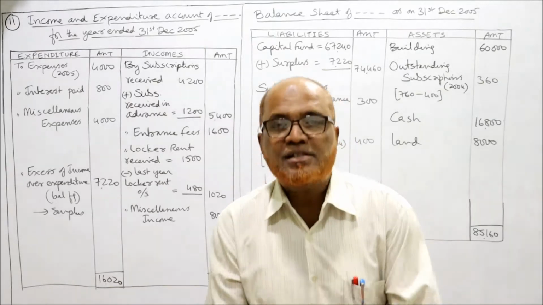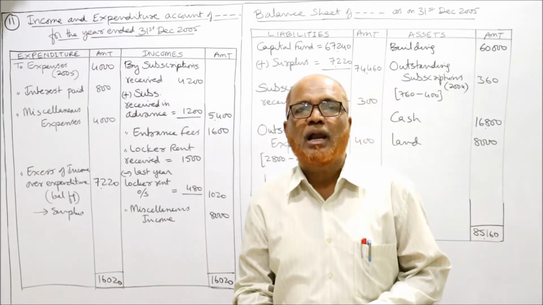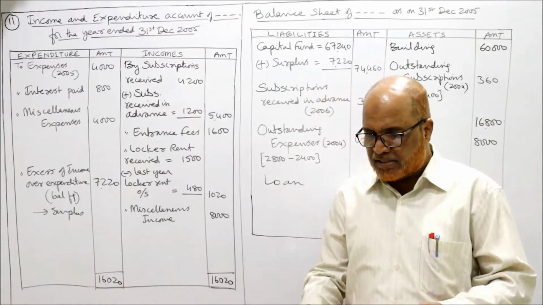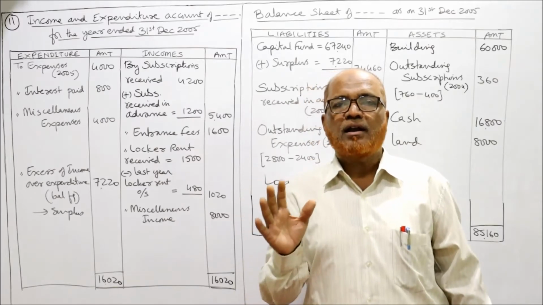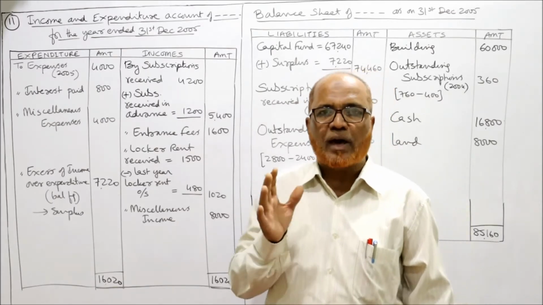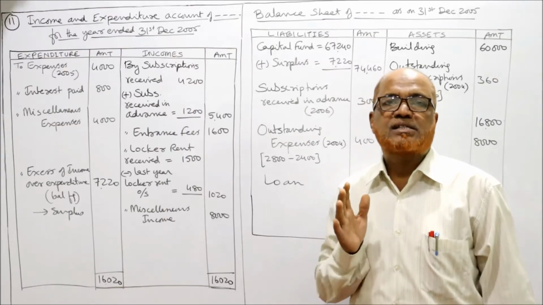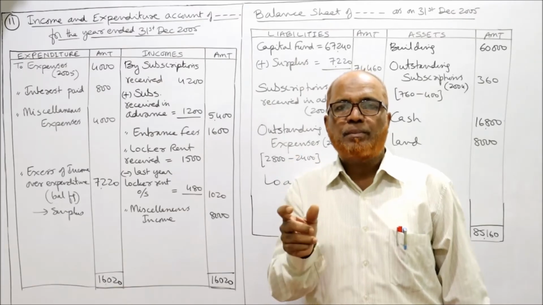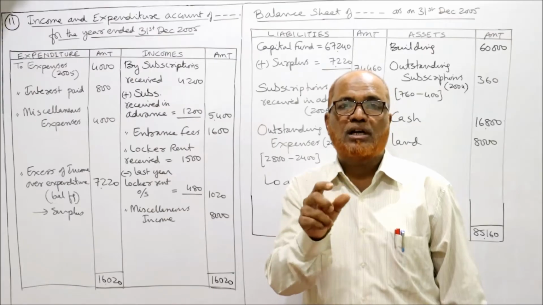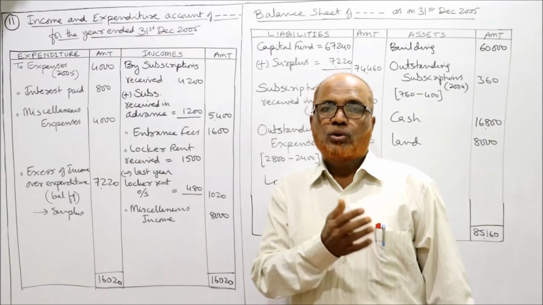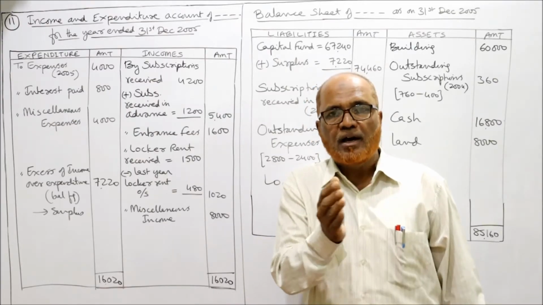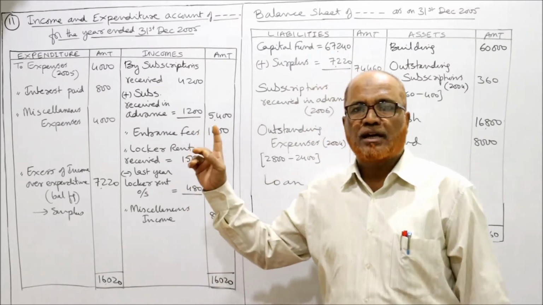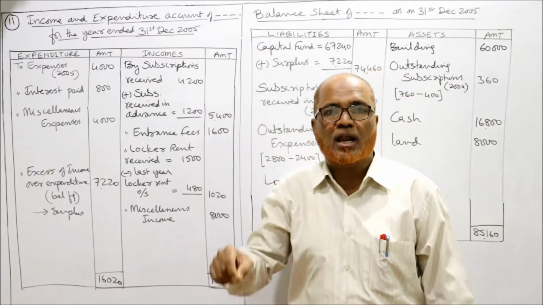Now viewers, we'll start the next problem, problem number 11. Prepare income and expenditure account and balance sheet from the following receipts and payments account and balance sheet for 2005. We are required to make the income and expenditure account and balance sheet for the year ended 31st December 2005. We are given the receipts and payments account and also the balance sheet as on 31st December 2004. So last year's closing balance sheet is given and the receipts and payments account of the current year is given. From this information, we are required to make the income and expenditure account and balance sheet of the current year.